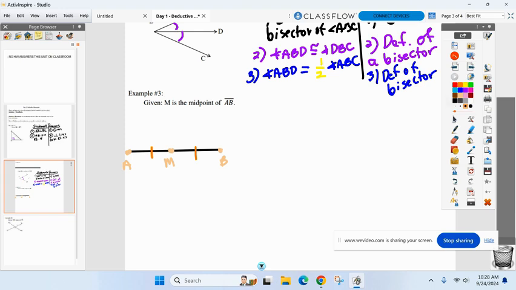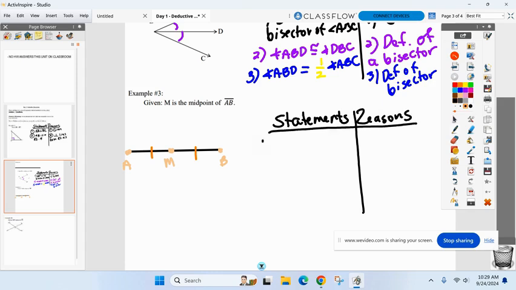All right, here we go, statements. Reasons. M is the midpoint of AB.